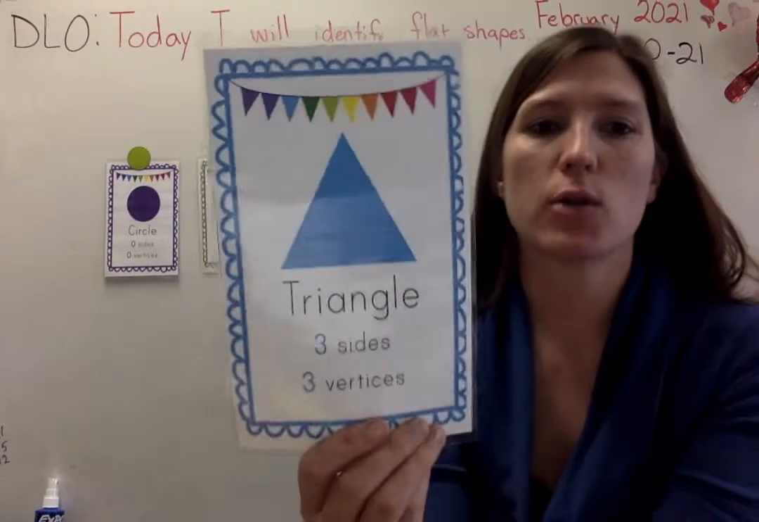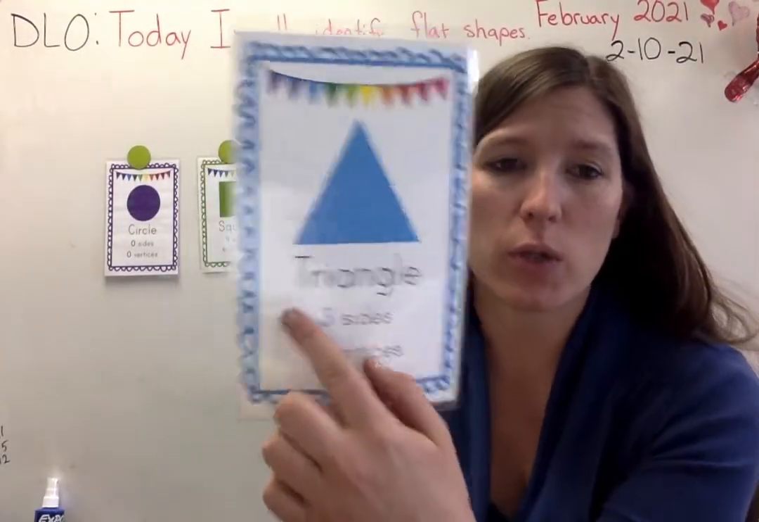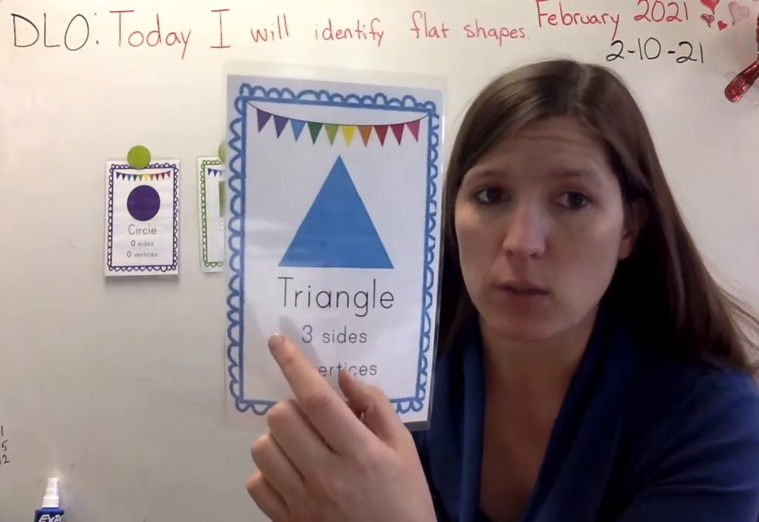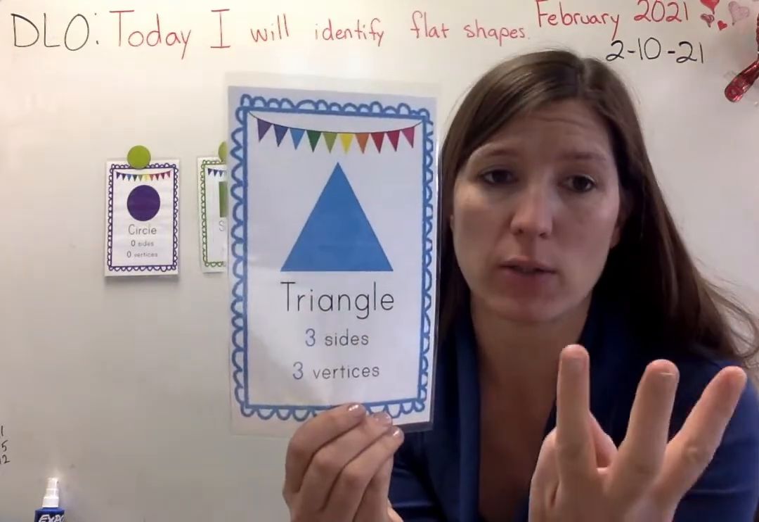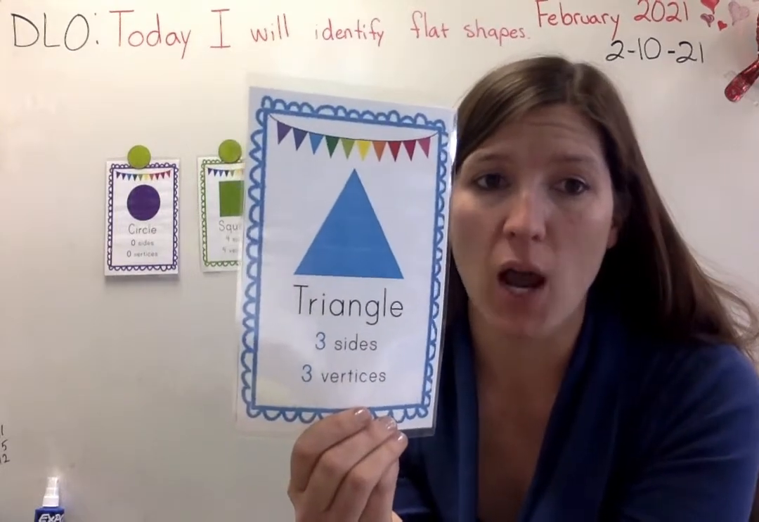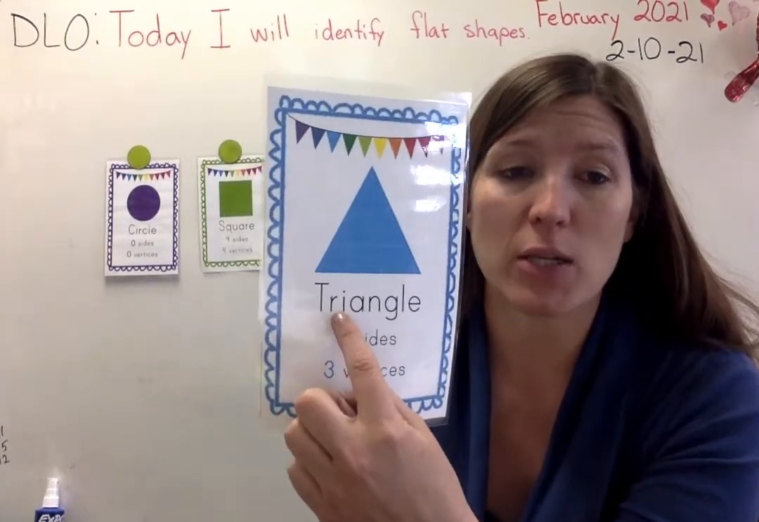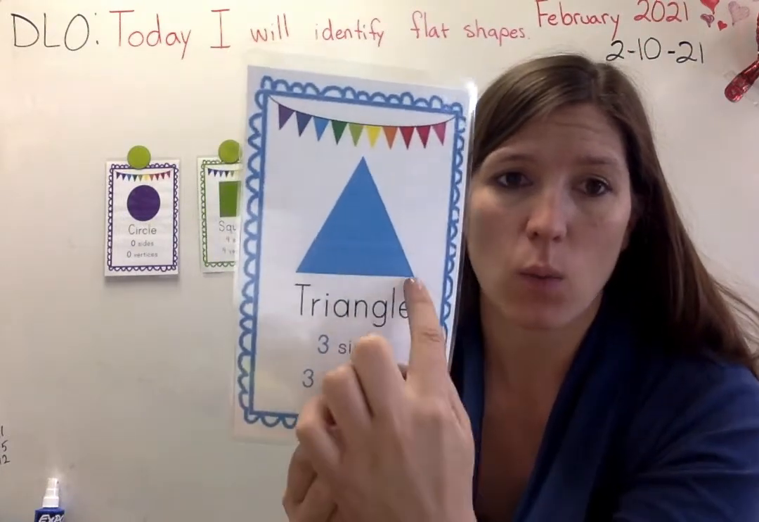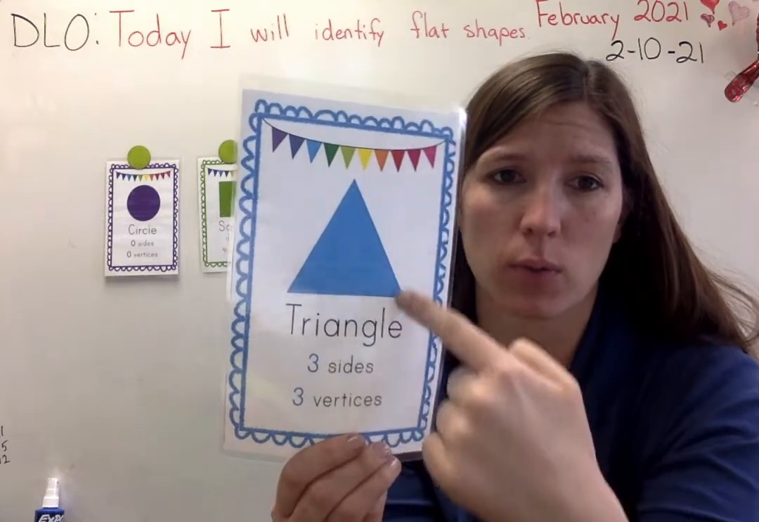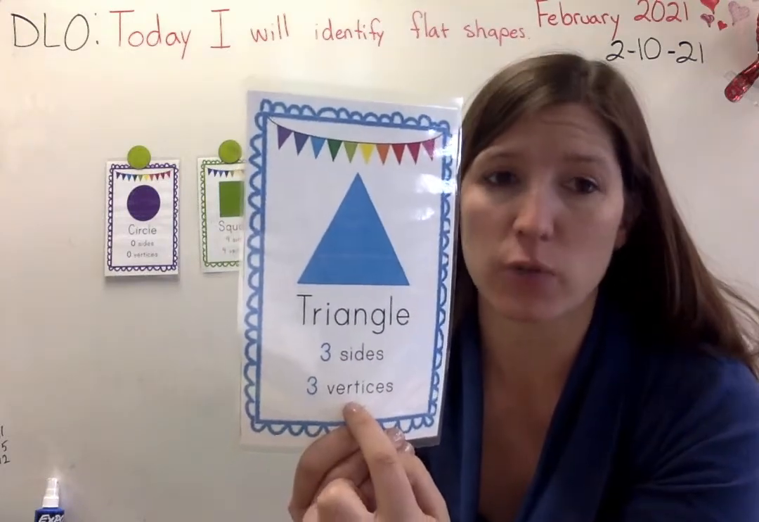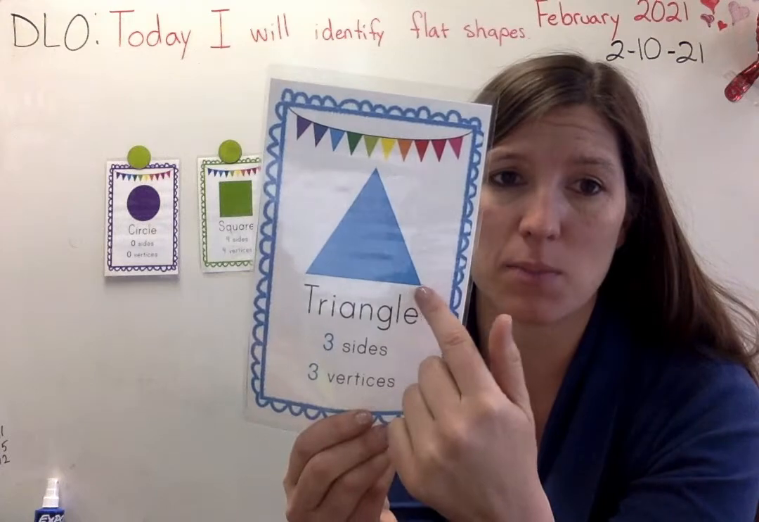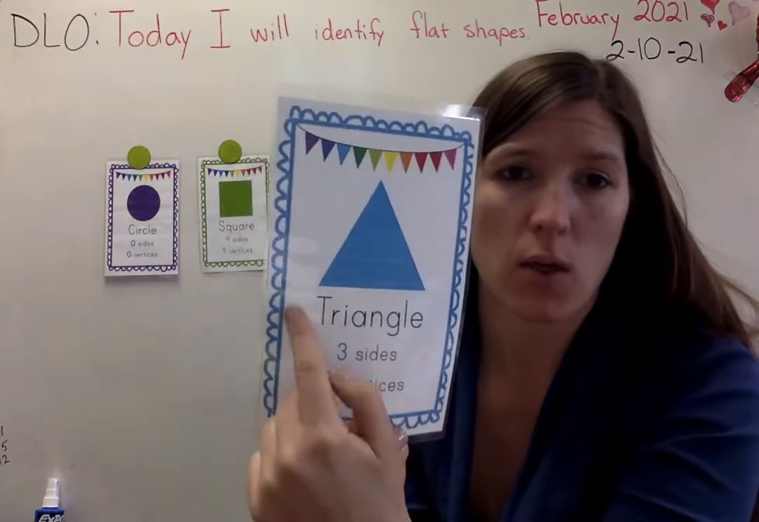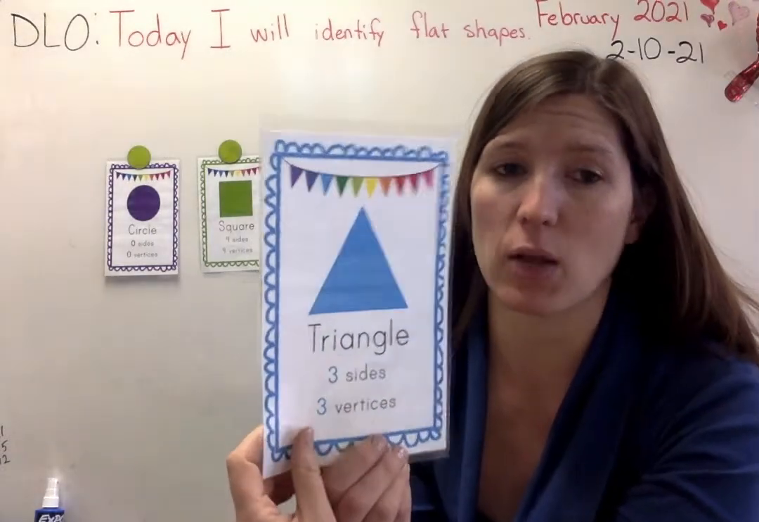The next one is a triangle. When you see the word triangle, tri means 3. Maybe you've seen a tricycle. A tricycle has 3 wheels. Maybe you've heard of a dinosaur called a triceratops. Tri means 3. It has 3 horns. So it has 3 sides, 1, 2, 3, and 3 vertices. The vertices are the corners where the sides meet and make a point. So here's 1 vertice, 2 vertices, 3 vertices. This is a triangle. Tri means 3.